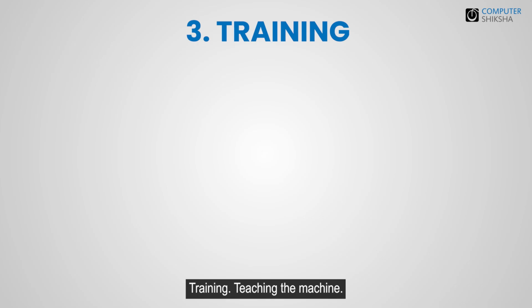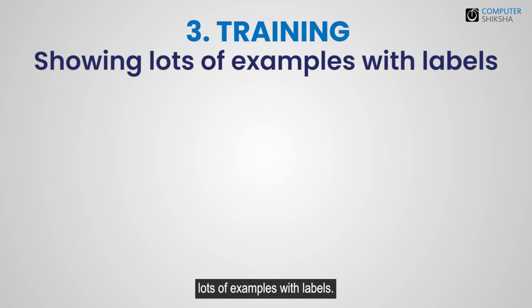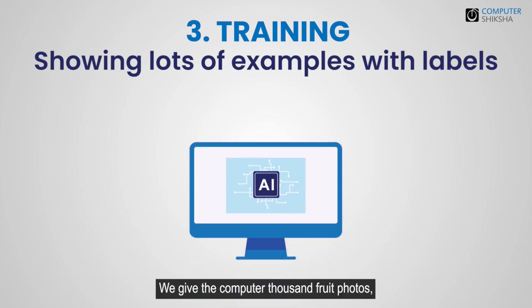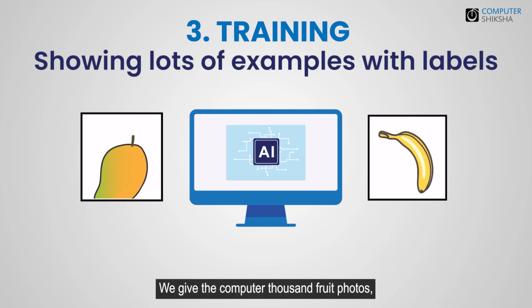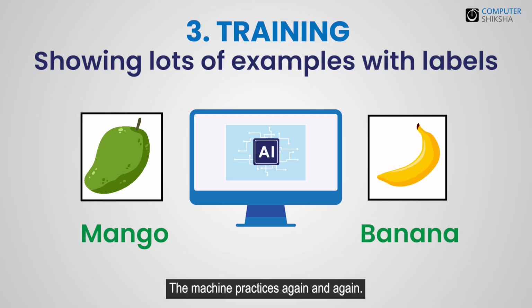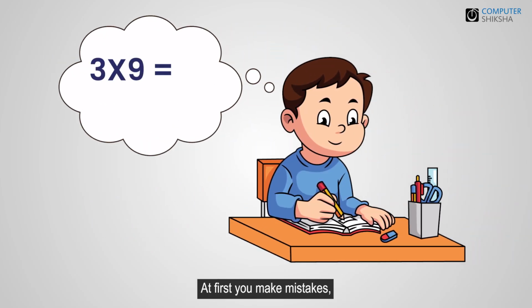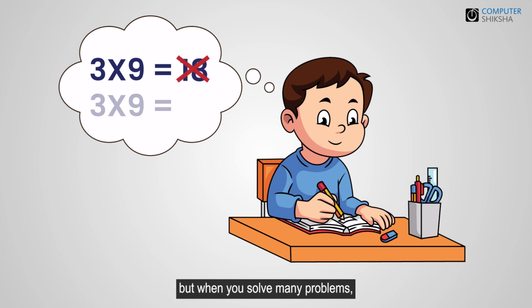Training. Teaching the machine. Training means showing the machine lots of examples with labels. We give the computer 1,000 fruit photos, and under each one we write mango or banana. The machine practices again and again. At first, it may confuse some fruits, but slowly it adjusts its thinking and gets better. It's just like practicing math problems. At first, you make mistakes, but when you solve many problems, you slowly learn the right method.